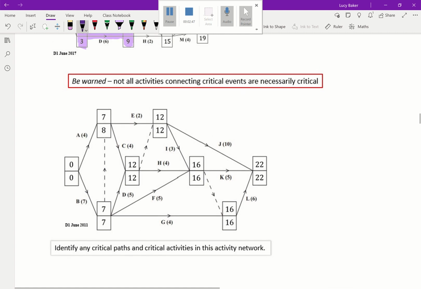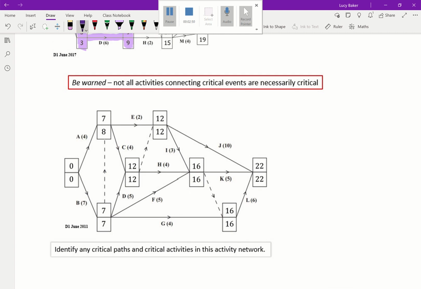But on this diagram, it's going to become clearer why we're giving this warning in the red box. So be warned, not all activities connecting critical events are necessarily critical. So let's highlight the events where the early and late time are the same. And we're going to need to join these events with the critical activities to find out the critical path. Now, this is definitely going to be a critical activity, B. D is definitely going to be a critical activity. H is definitely going to be a critical activity.